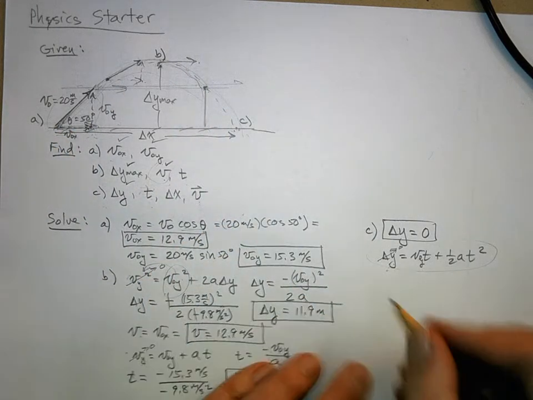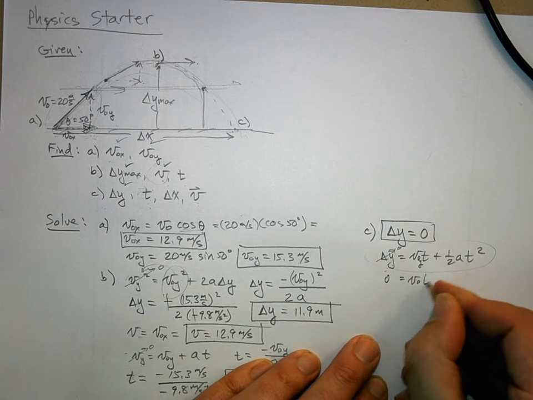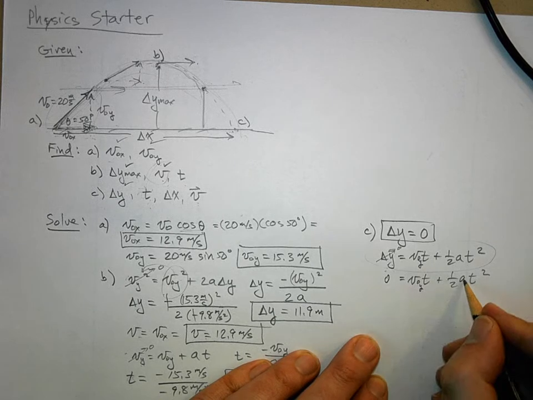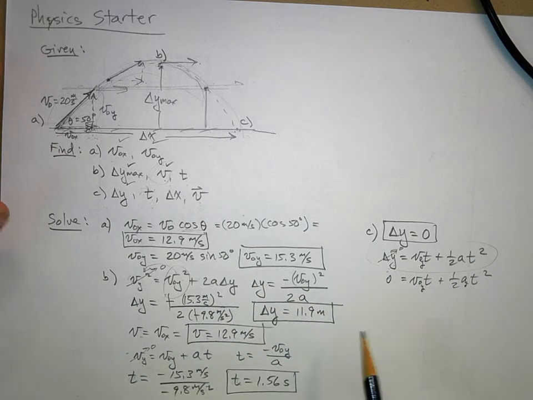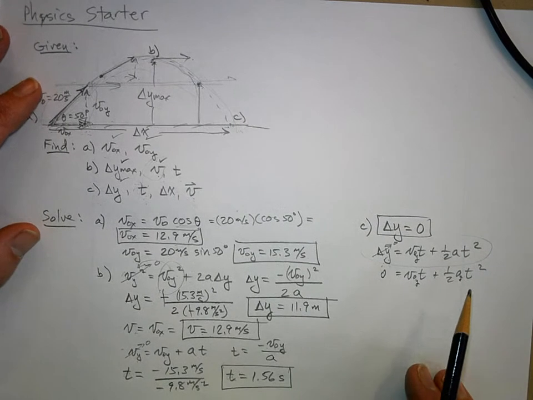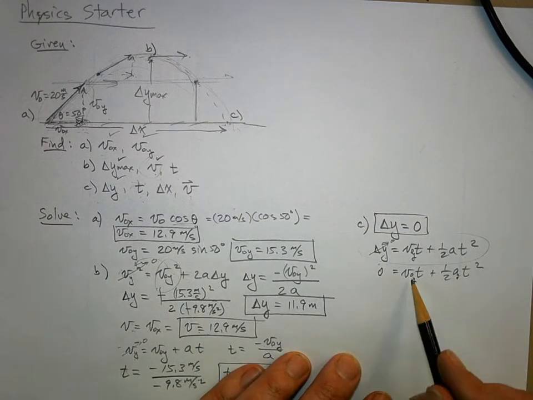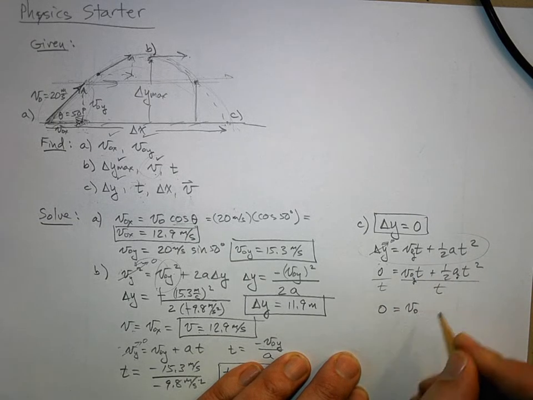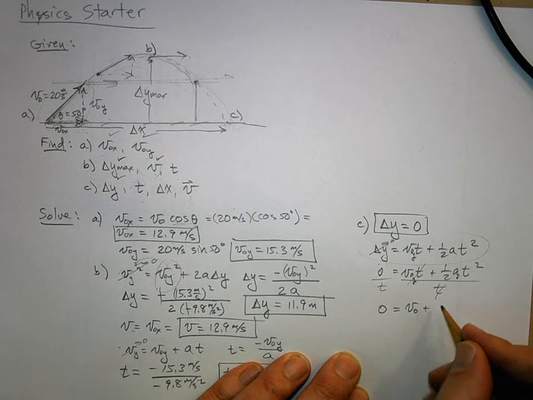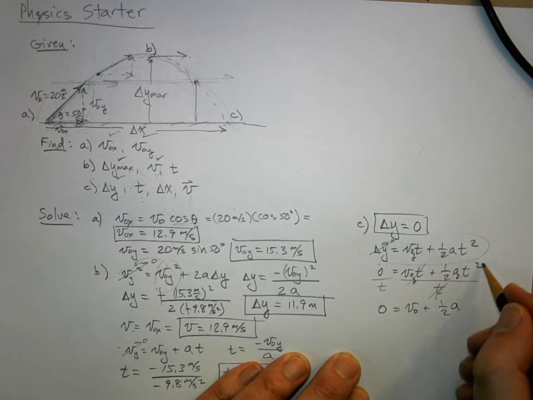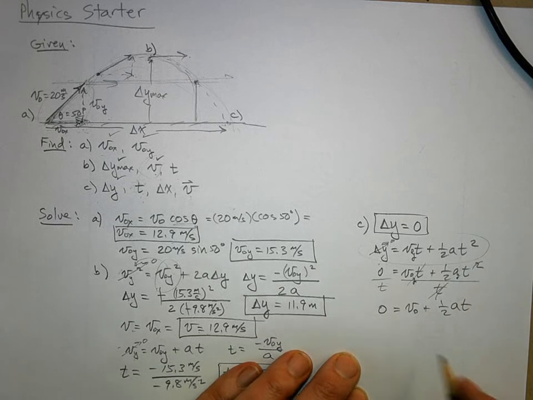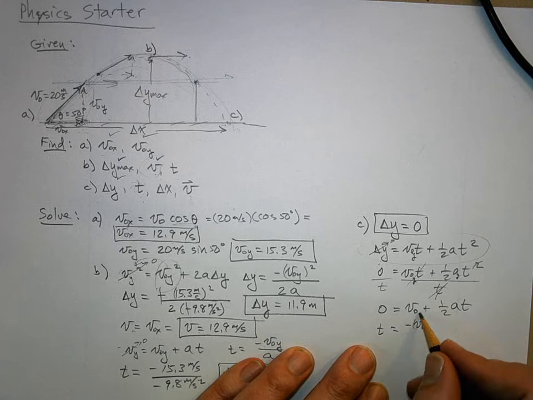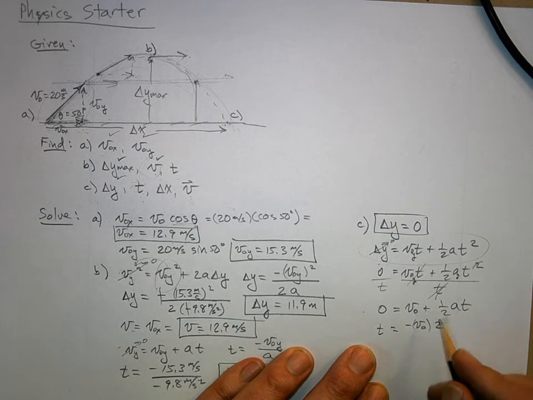But since it went all the way up and all the way down, delta y is 0, thank goodness. So 0 equals v naught y times t plus 1/2 a y t squared. Now, what can I do to this? I don't have to use the quadratic formula, because I can divide both sides by t. This is still 0 equals v naught, but the t's cancel, plus 1/2 a t. And now I can solve for t. So t equals negative 2 v naught, bring that over, multiply both sides by 2, and divide by the acceleration.